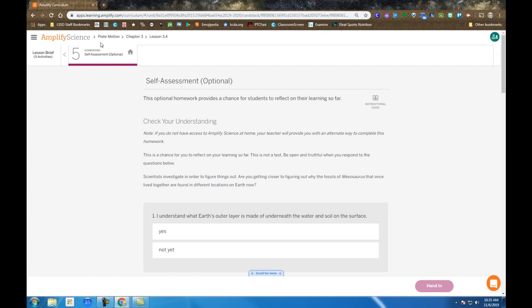Do you know what's going on? Are you aware of what's happening with the fossils? So answer the questions honestly, provide some reasoning. It really helps the teachers read through there and see what else we need to do before we start to wrap things up. And once you've handed that in, that's the end of lesson 3.4.